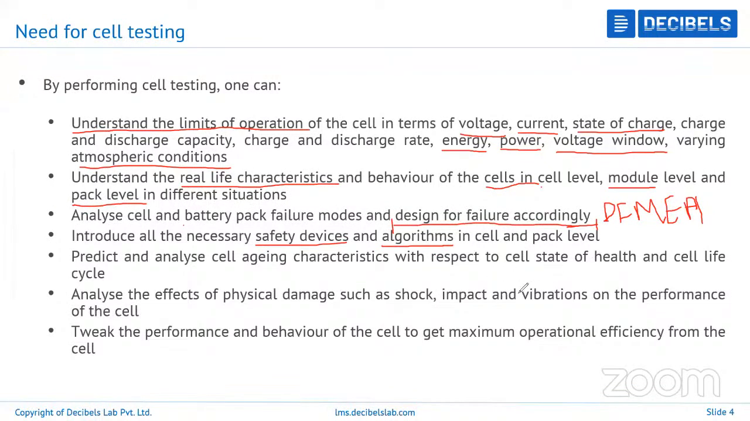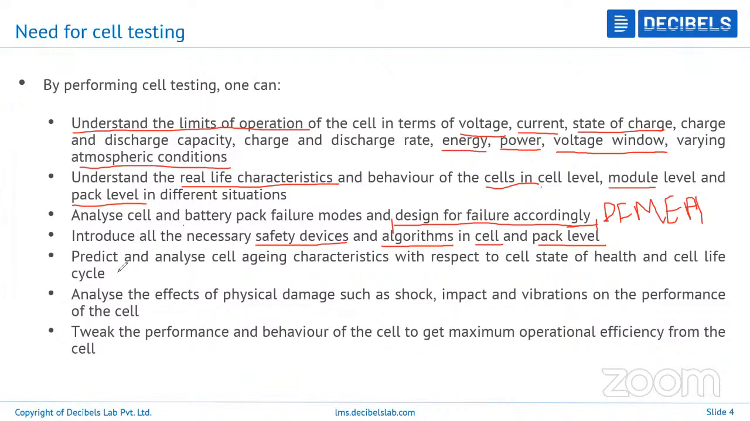Basically, we can introduce circuits and also a battery management system at both the cell and the pack level. So all of this is necessary, and this is exactly what we can understand by performing cell testing.